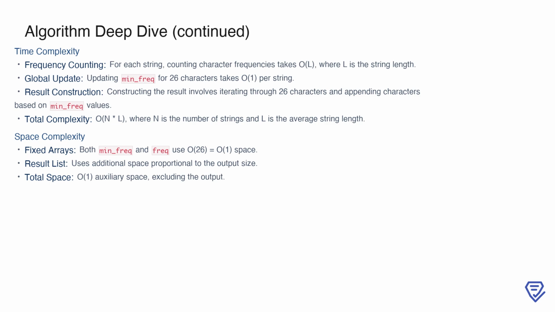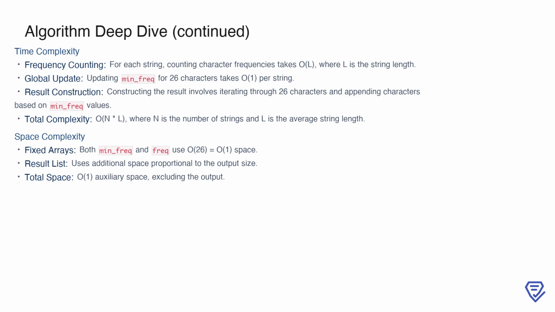Counting character frequencies for each string is proportional to the string's length, O(L). Updating the min_frequency array involves a fixed number of operations, one for each of the 26 lowercase letters, making it O(1) per string. Constructing the result also involves iterating through the 26 characters and appending them based on their frequency, which is again O(1) for each character. Combining these steps, the total complexity is O(n * L), where n is the number of strings and L is the average string length.